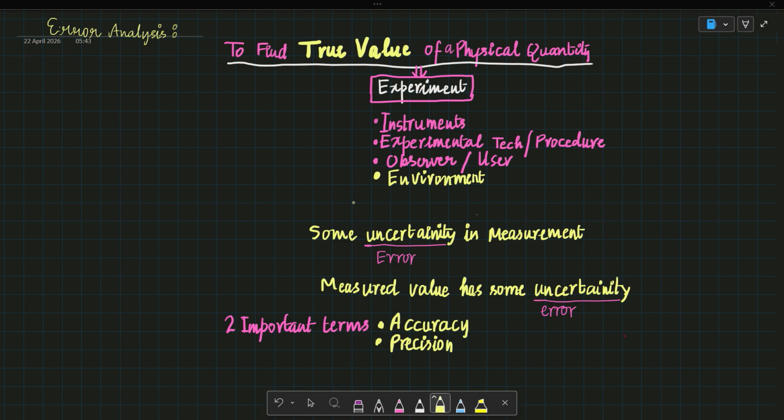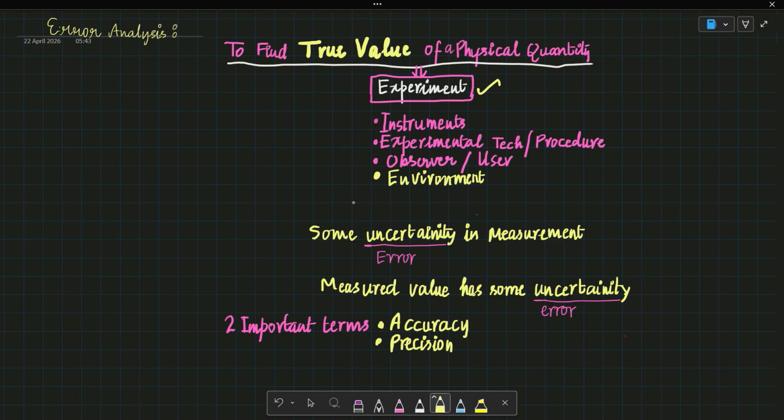We know that measurement is the foundation of modern science and technology. So to find out any physical quantity, or to find out the true value of any physical quantity, we need to perform an experiment.